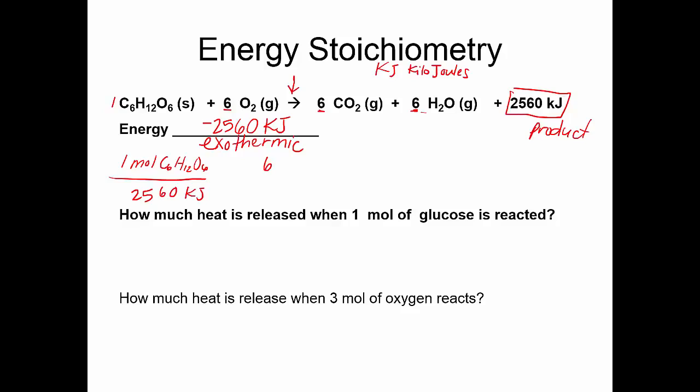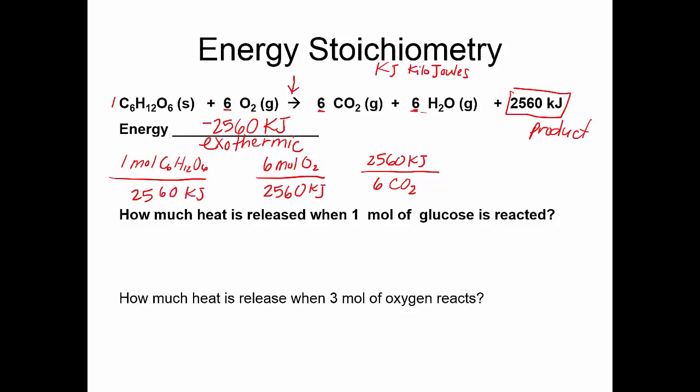So what else do we know? Well, for every 6 moles of oxygen, you also release 2,560 kilojoules. You could say, for every 2,560 kilojoules of heat, you have also 6 moles of carbon dioxide. We can set up any mole ratio with heat just like we set up any of our other mole ratios. But notice it's a mole, so if I don't have moles, that's the problem. If I have grams, we'll still have to convert to moles.